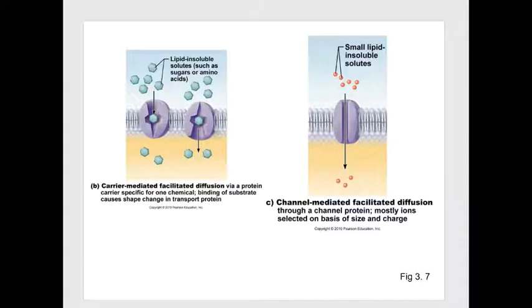So we have two different types of facilitated diffusion. We can either have carrier-mediated, which is when you've got a protein that is specific to carrying one lipid or chemical. It's going to allow that molecule to bind to that membrane protein before the shape changes, and it'll kick it through according to the concentration gradient. Or we have channel-mediated facilitated diffusion, where it just allows a lot of different small materials to go through.